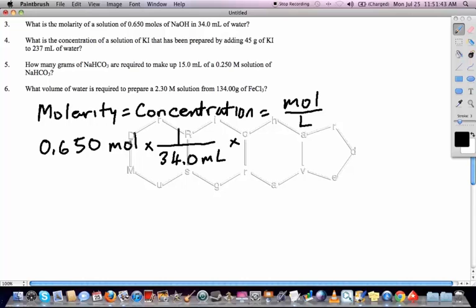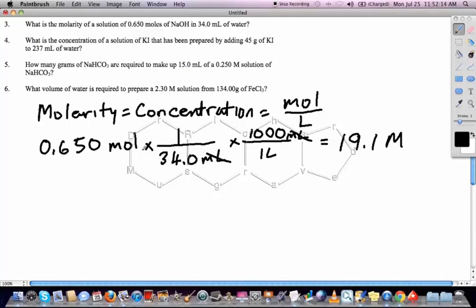So now at the moment what we've got is moles over milliliters or moles per milliliter. But we don't need moles per milliliter, we need moles per litre. So we're going to have to do a conversion here, and we know that 1000 mils equals 1 litre. So you can see the milliliters will cancel and we'll end up with moles per litre. This will give us 19.1 molar, or if you like, moles per litre. Either one of those units would be fine for that.